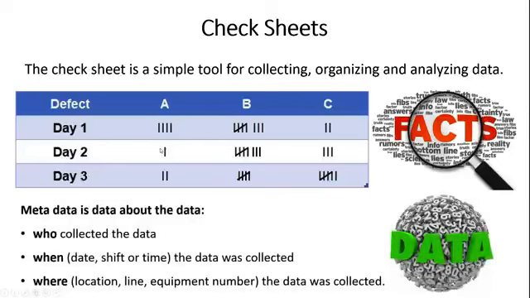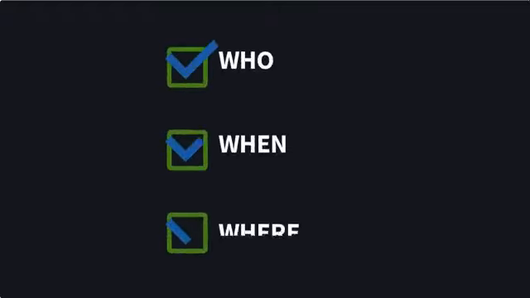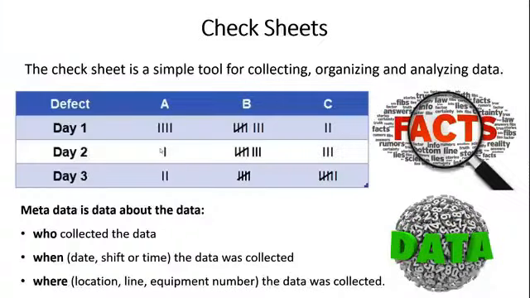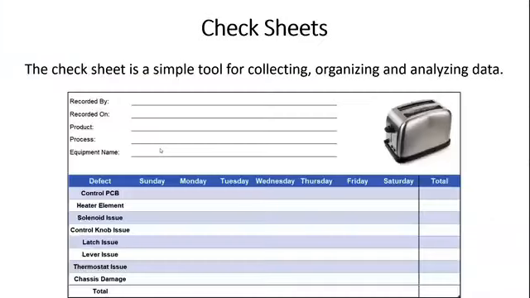If you're collecting data and you want to make a high-quality decision using that data, you also need metadata. So when you're creating your check sheet, don't forget to include things like who and when and where. All those key elements of data integrity and data accuracy are really important for making high quality decisions.